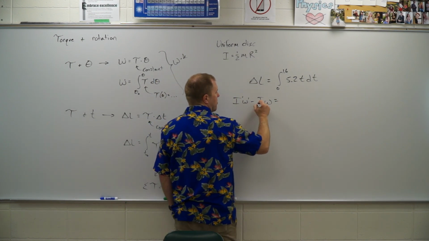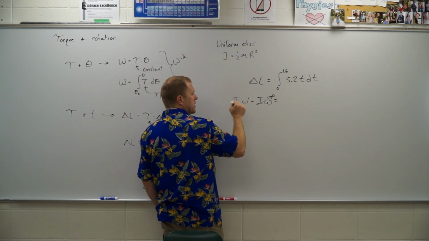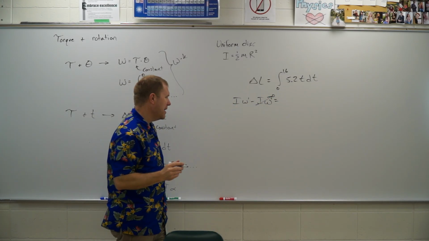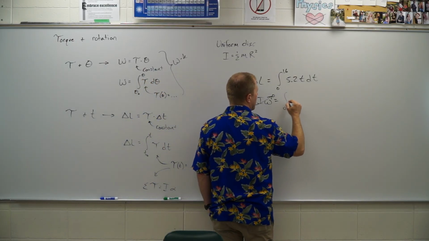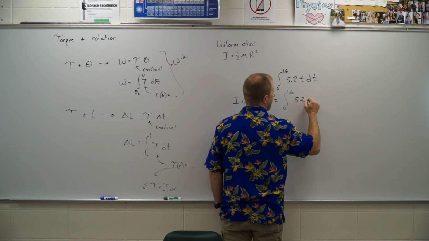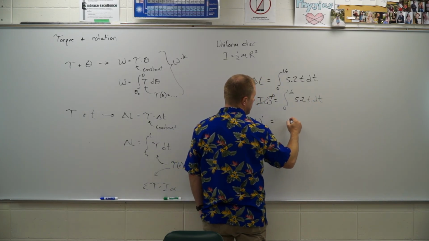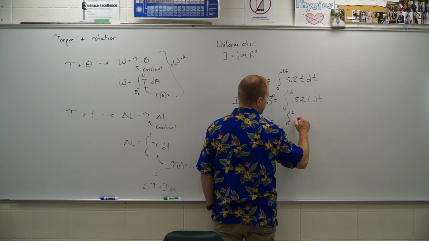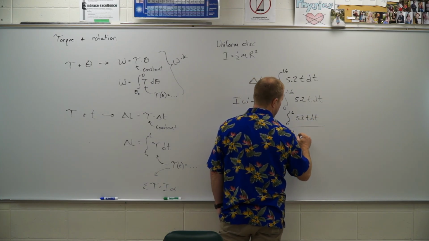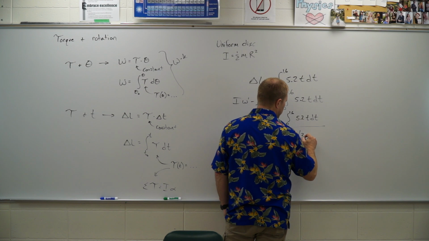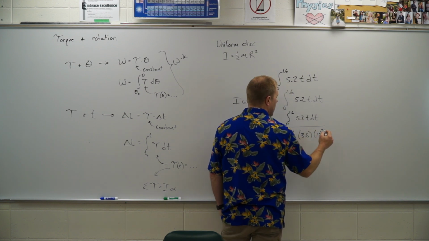It does start at rest, so all of that is 0. The I does not change, so I don't need that prime on my I. And so to find omega prime, I'm just going to be dividing that I over. All right, so omega prime is then going to be the integral from 0 to 1.6 of 5.2 t dt, all divided by 1/2 times the mass, which was 3.6, times the radius, 0.12 squared.